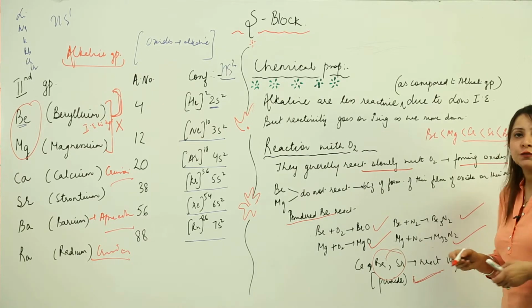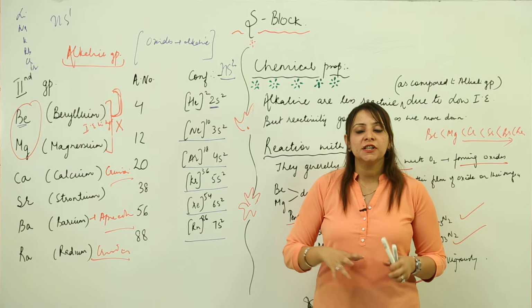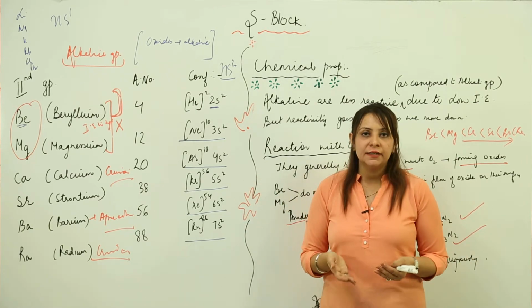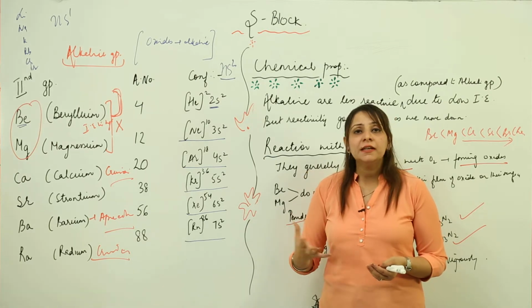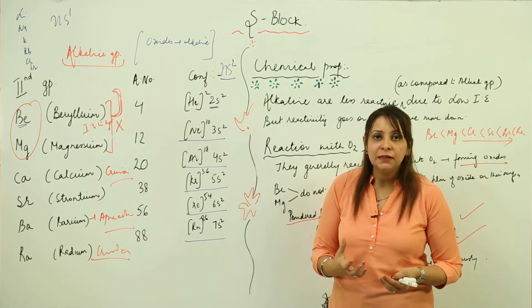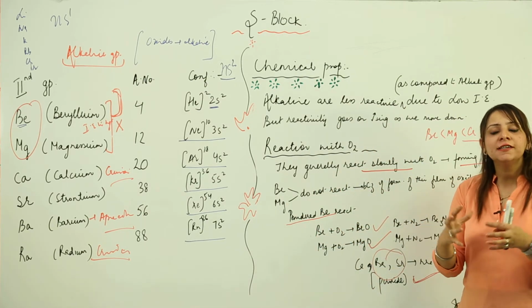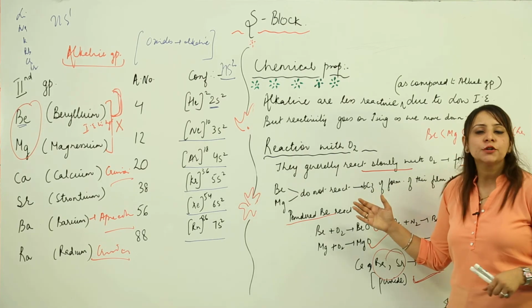the oxide which is formed is the peroxide, as we have already discussed in the alkali group as well, because the bigger the size, the bigger the cation, and the bigger the anion it can stabilize. So it can succeed in stabilizing the peroxide ion, but the rest of the members form monoxides because they are smaller in size, so they can stabilize only the smaller anion. So this is the reaction with oxygen.